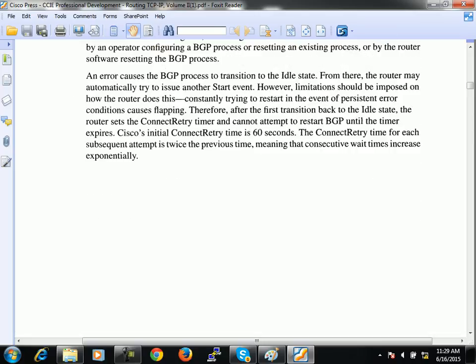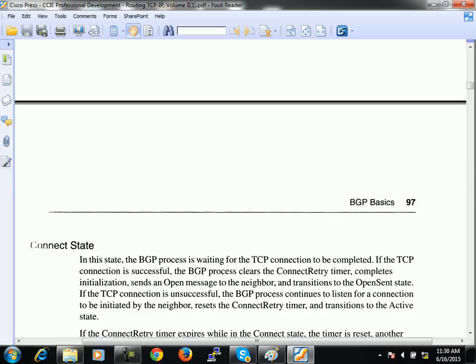Connect retry timer is what? 60 seconds. The connect retry time for each subsequent attempt is twice the previous time, meaning that consecutive wait times increase exponentially. Means that if by default the connect retry timer is 60 seconds, next time it will become 120, next time it will become 240 seconds. You understand? So 60, 120, 240, and in that manner, right?